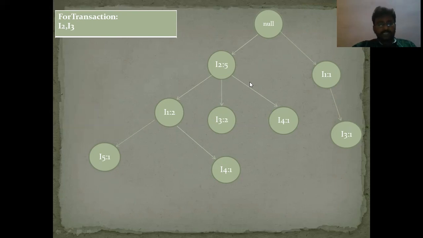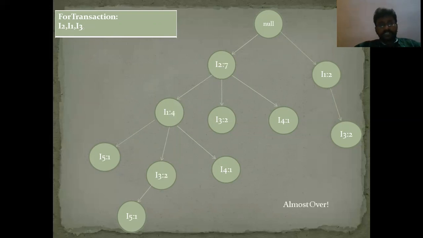The next transaction is I2, I3. I2 is already there, so the changing value is I2 to 5 and I3 changes to 2. The next transaction is I2, I1, I3, I5. I2 is modified to 6, I1 is modified to 3, I3 is already there with 1, and I5 is 1.